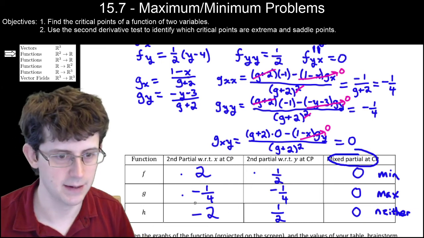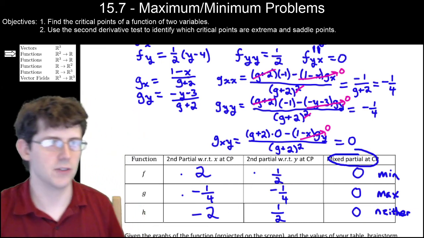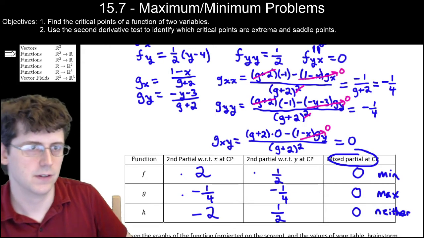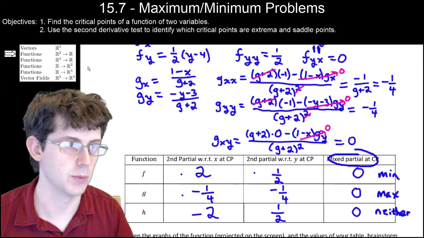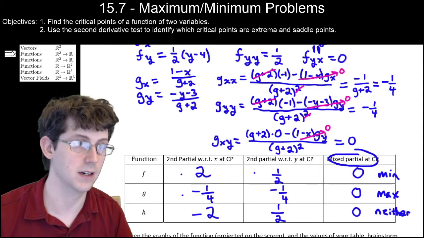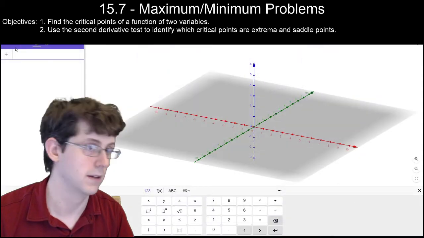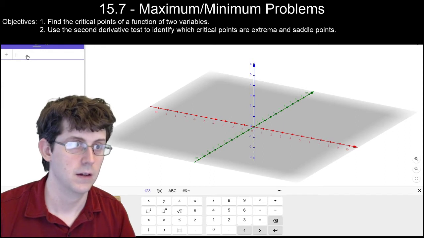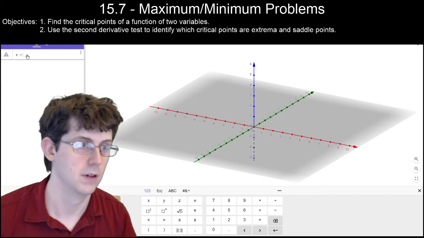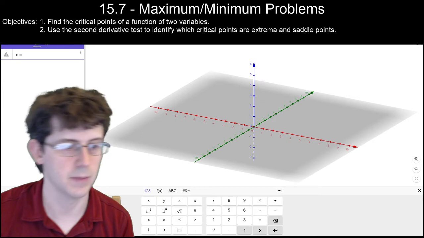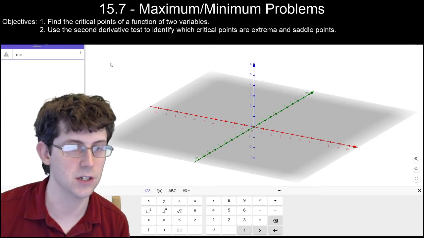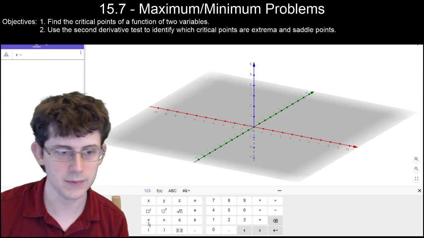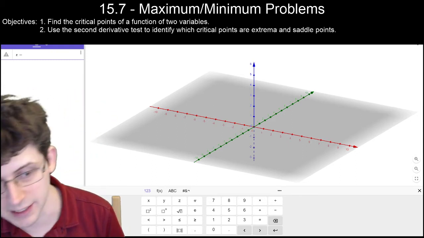So let me get a GeoGebra picture of the saddle point. This is geogebra.org/3D. So the saddle point was the function h. It was y squared over 4 minus x squared.